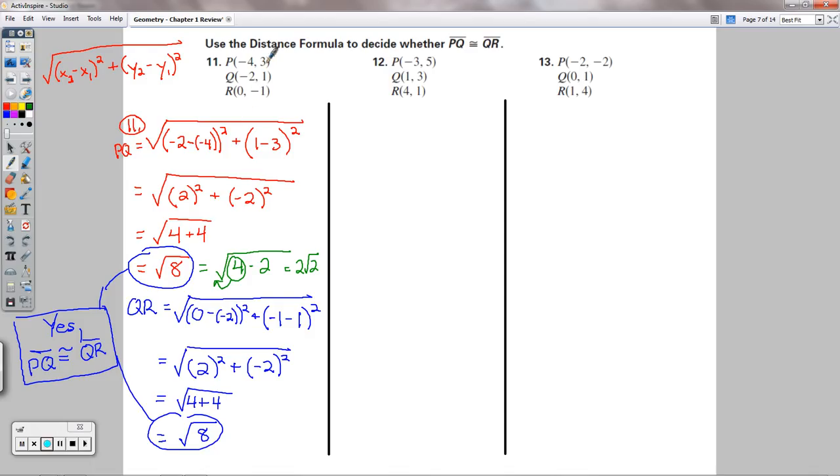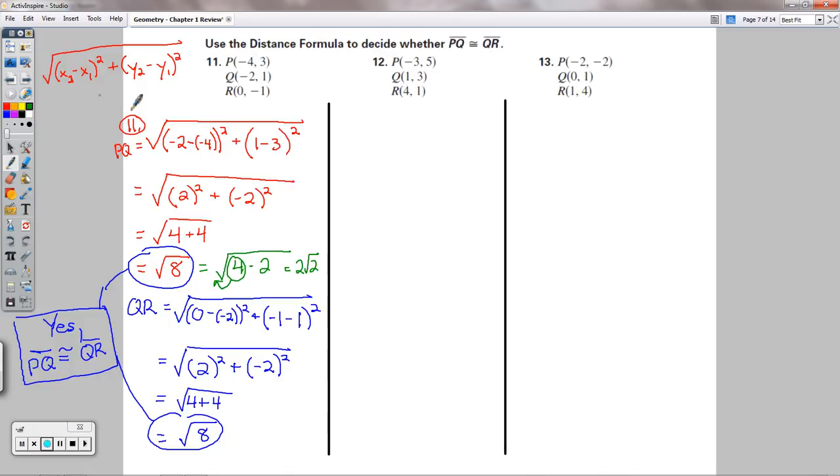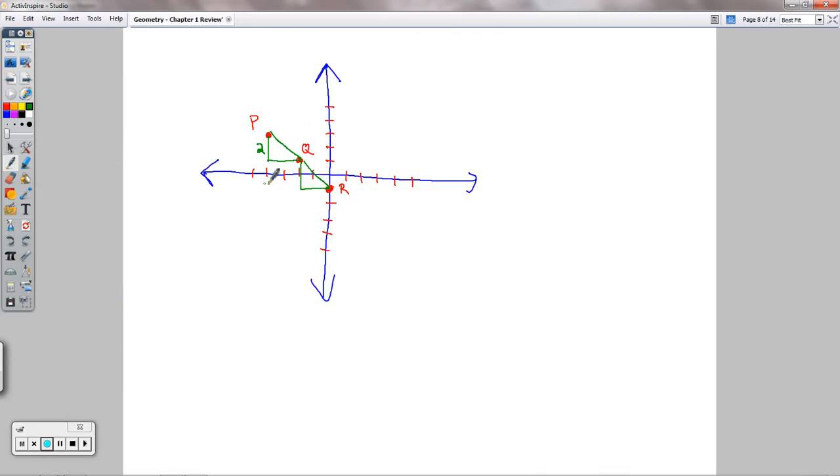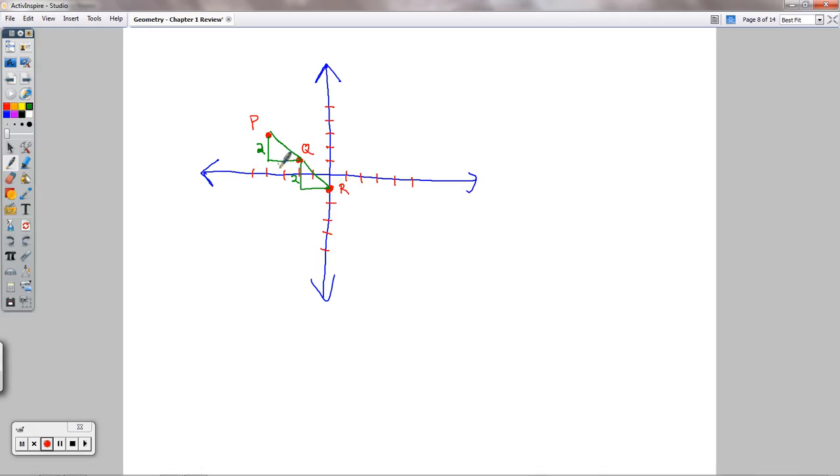So those were the differences. Notice the difference in my y values. That's what I have right here. The difference in my y values is 2. The same thing happens here. The difference in my y values going from q at 1 to r at -1 is also 2 from q to r. And so that goes in right here. The difference in my x values, I'm going from -4 to -2 for q. So the difference between these two is also 2.